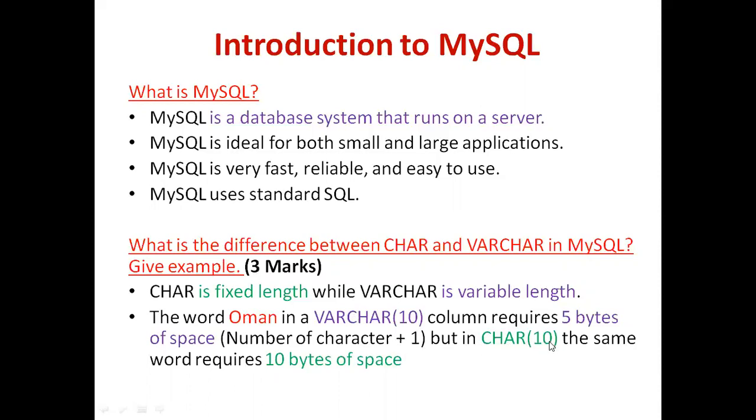But with CHAR(10), the same word requires 10 bytes of space because this is a fixed length. Even though you have only 4 characters, it will consume 10 because you declared it as 10. That is the difference between VARCHAR and CHAR. CHAR is fixed, so even if the number of characters is less than what you declared, it requires the whole space. But VARCHAR is a variable length, so it counts the word and you add 1. Oman has 4 characters, plus 1, so only 5 bytes of space will be used with VARCHAR.